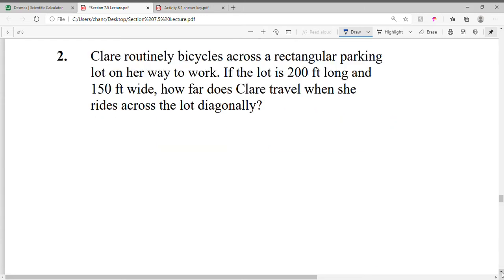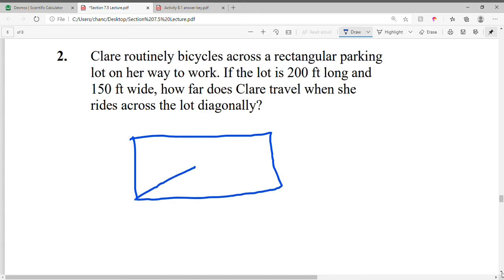Question 2. Claire routinely bicycles across a rectangular parking lot on her way to work. If the lot is 200 feet long and 150 feet wide, how far does Claire travel when she rides across the lot diagonally? So let's draw a picture so we can understand this problem. We have a rectangular parking lot and she's going to ride her bicycle diagonally. It is 200 feet long and 150 feet wide.